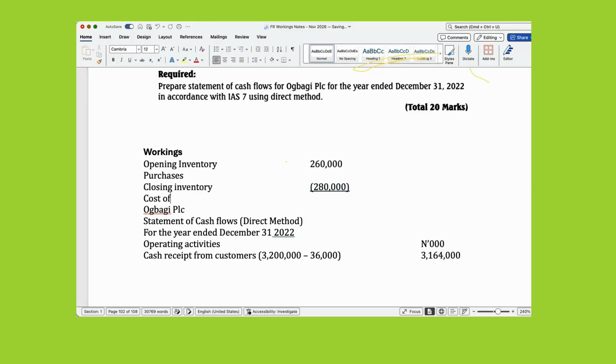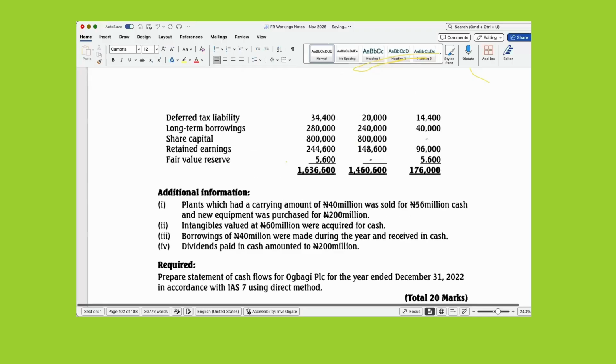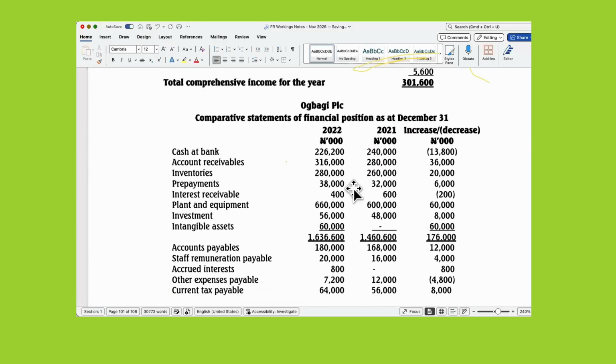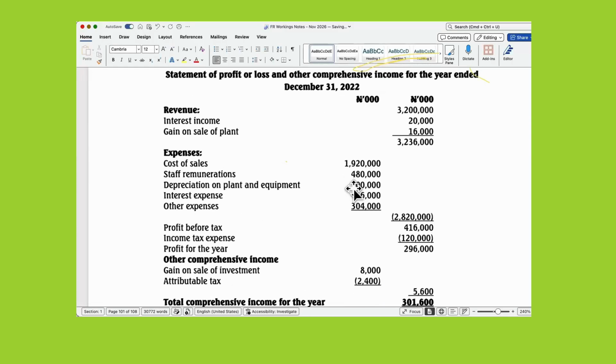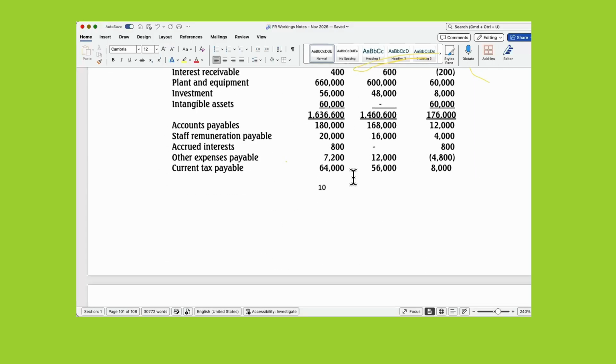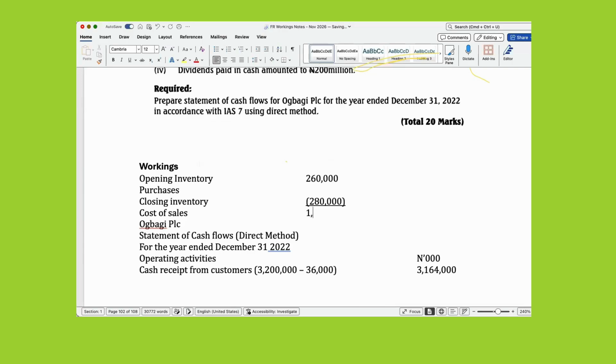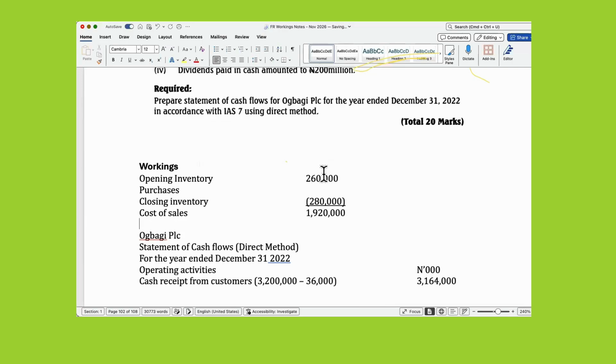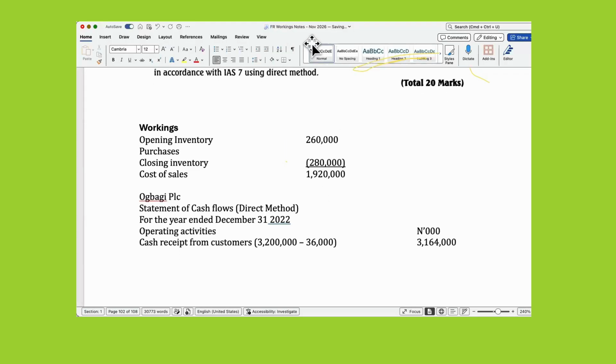If I accumulate all this, I have my cost of sales, which I already have. My cost of sales is 1,920,000. So I can easily get this one as the balancing figure. Who can tell me what will be my purchases? I can easily get this as the balancing figure. I hope you can see my screen. I hope my internet is not lagging.